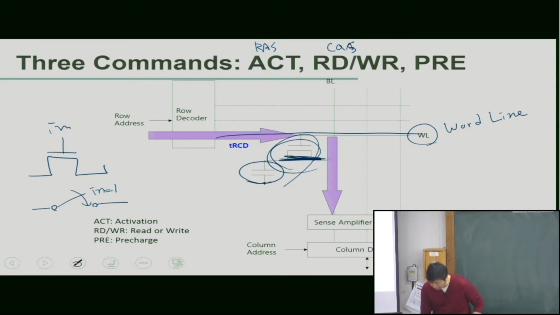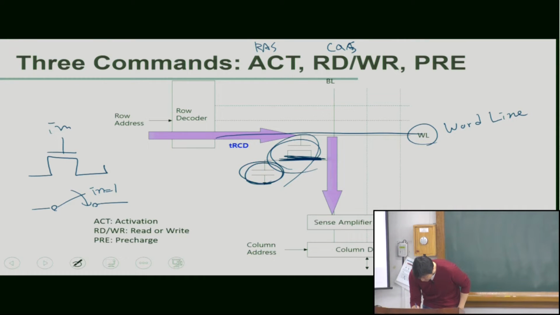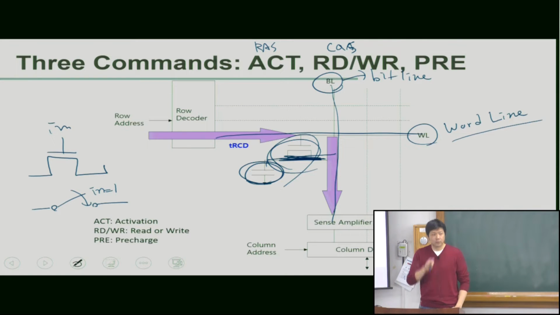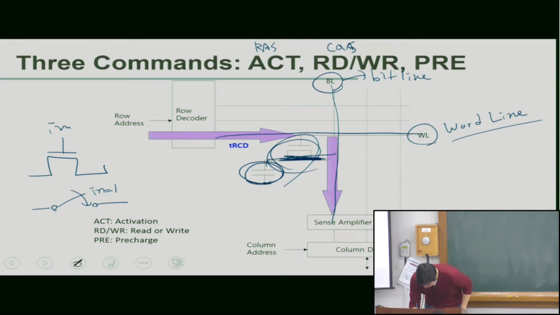And the value in this cell will be propagated to this shared bit line. So this one is the bit line, by the way. And this is the word line. So once a word line is selected, then the value of the cell will be propagated to the bit line. Okay? And then you can read or write the value through this bit line.